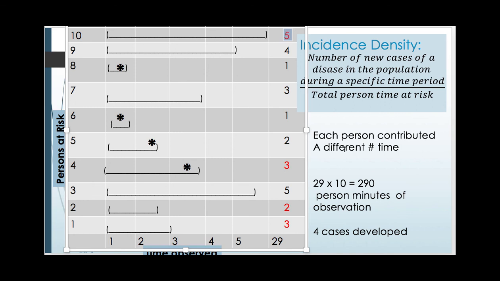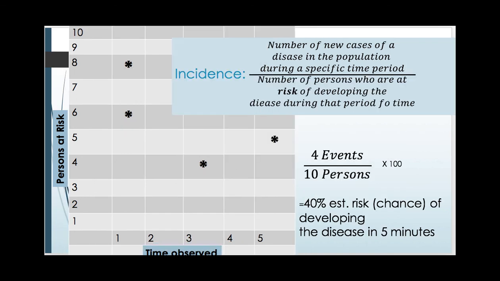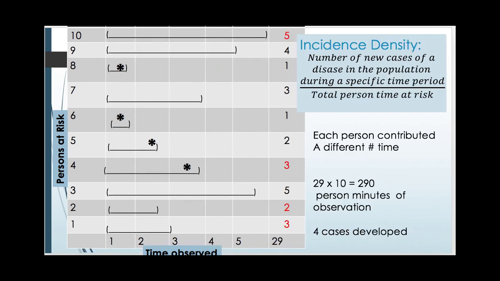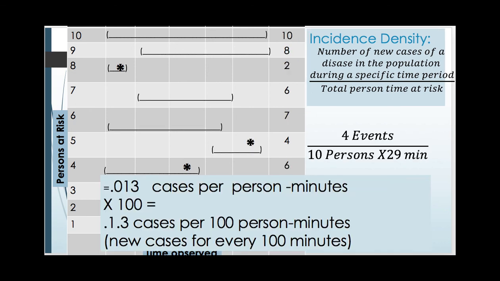So person time at risk is the specific amount of time over which a person is observed. And so we stop observing the people when they are no longer at risk. This is different than taking our average, as we did when we were looking at our proportion, which assumed that everybody was observed for the full 5 minutes, when in reality everybody was not observed for the full 5 minutes. So when we do our calculation, we have 4 events again, 10 people times 29 minutes, and 10 times 29 is 290.